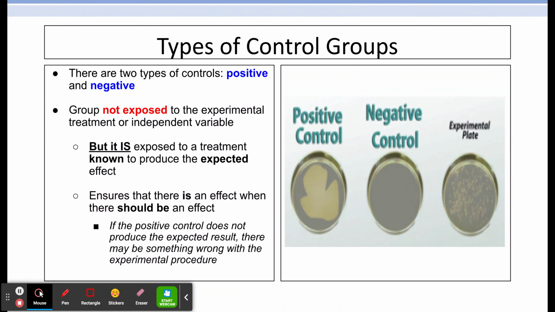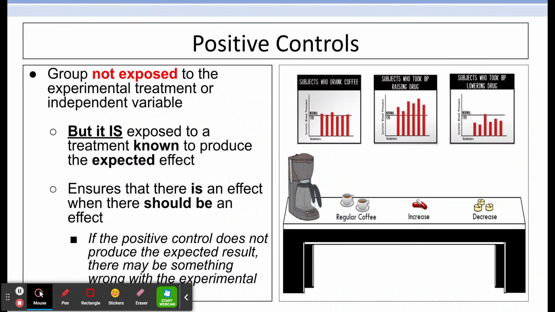So for positive, for example, on this plate, okay, I just plated this bacteria on something that it loves to grow on, and I see no growth. That leads me to believe that something else is wrong with the experimental design. Like I didn't make the agar correctly. The agar is the gel that it sits in. So a positive control just means that I want there to be an effect, there is an effect.